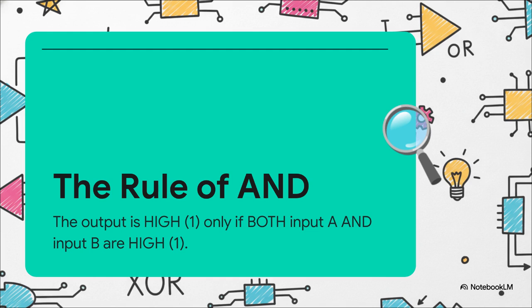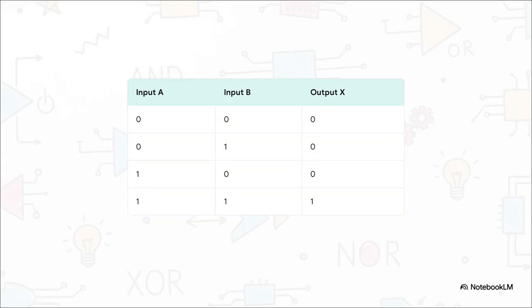No exceptions, doors closed. And we can map out every possible scenario for this gate using something called a truth table. Just look at it. Notice how that final column, the output, only shows a 1 in that very last row. That's the only time where both inputs, A times B, are 1.